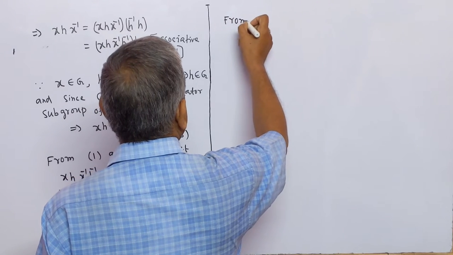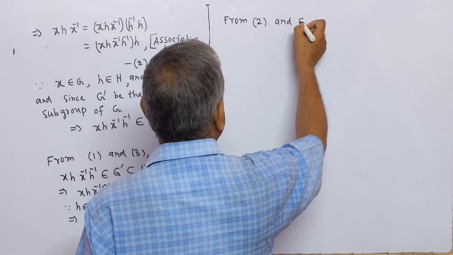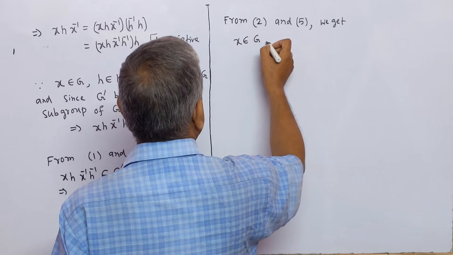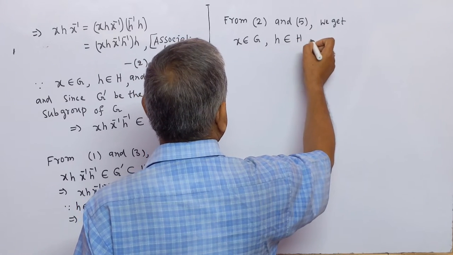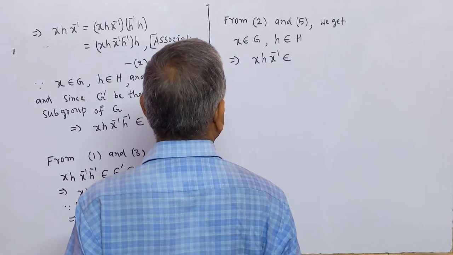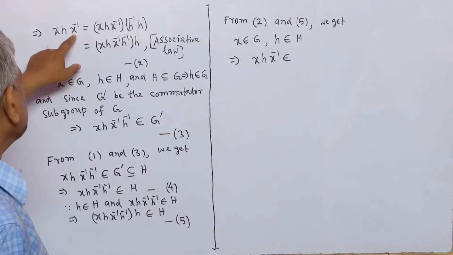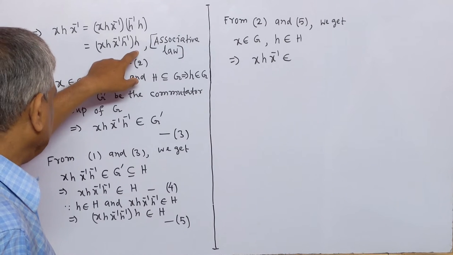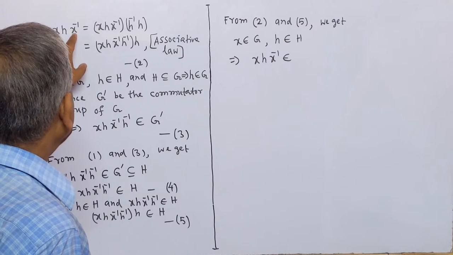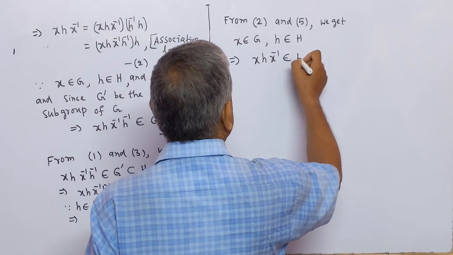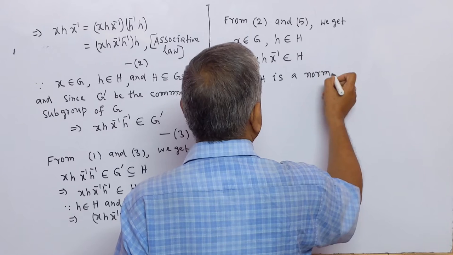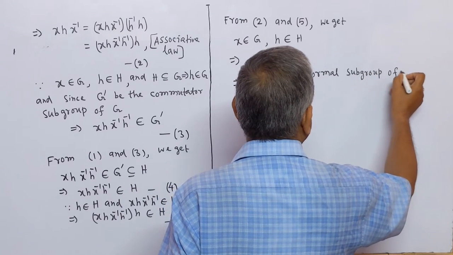From two and five, we get: x belongs to group G, h belongs to subgroup H, implies that x h x inverse belongs to H. Here x h x inverse equals x h x inverse h inverse h, and this belongs to subgroup H. That means x h x inverse belongs to subgroup H, which implies that H is a normal subgroup of group G. Proved.